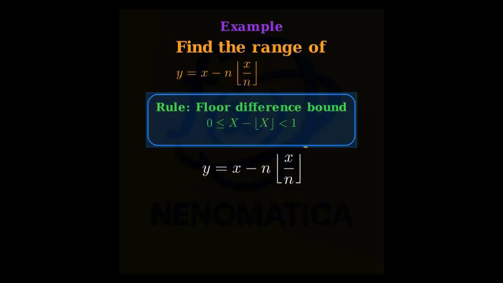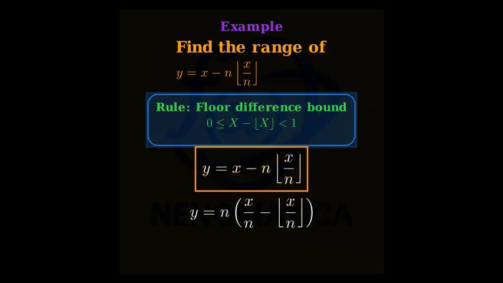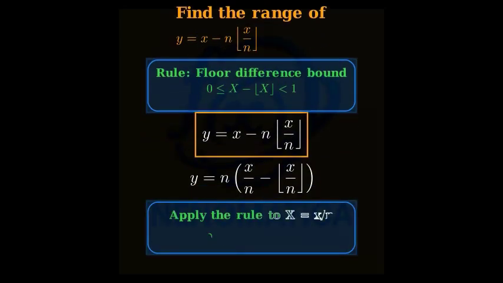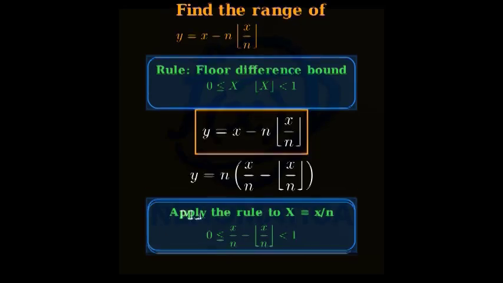Step 2. Rewrite the function so that the pattern looks like x minus floor of x. Factor out n to write y equals n times parenthesis x over n minus floor of x over n close parenthesis. Step 3. Apply the rule with x replaced by x over n. That gives 0 is less than or equal to x over n minus floor of x over n, which is less than 1.